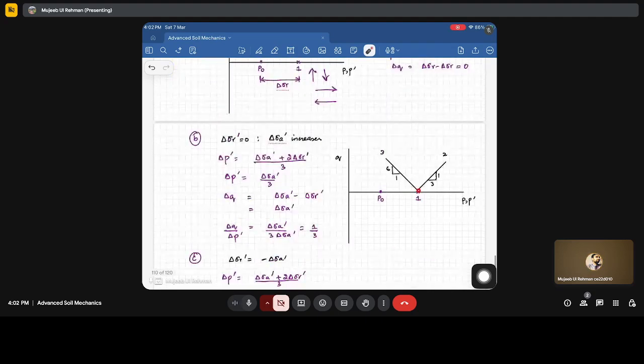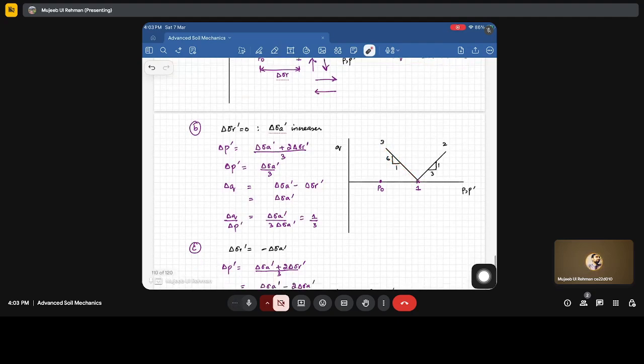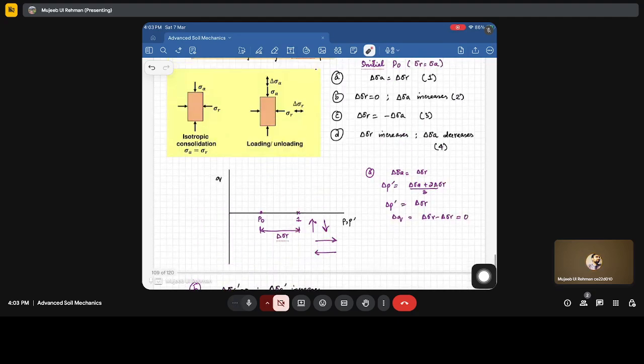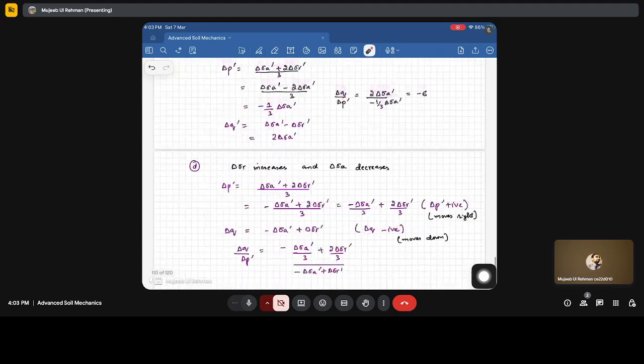So you have written here like this. Fine. This 1 3 represents this stress state. Now we have the other part, D. Delta sigma r increases and delta sigma a decreases. So delta sigma r is increasing and delta sigma a is decreasing. So we have to represent this in the stress part.